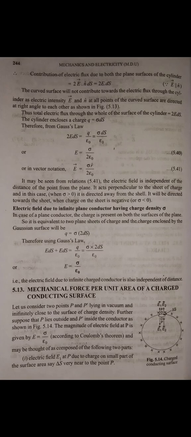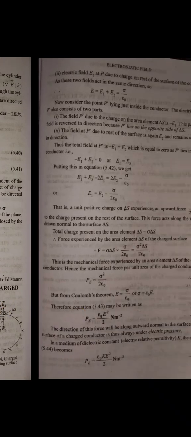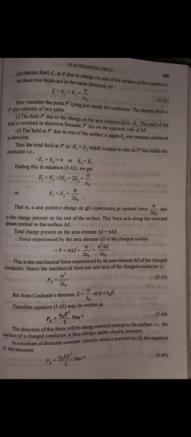First, electric field E1 at P due to charge on a small part of the surface area, say del F, very near to the point P. Second, electric field E2 at P due to charge on the rest of the surface of the conductor. As these two fields act in the same direction, E is equal to E1 plus E2, which is equal to sigma by epsilon naught. This is equation number 5.42. Now consider the point P dash lying just inside the conductor.